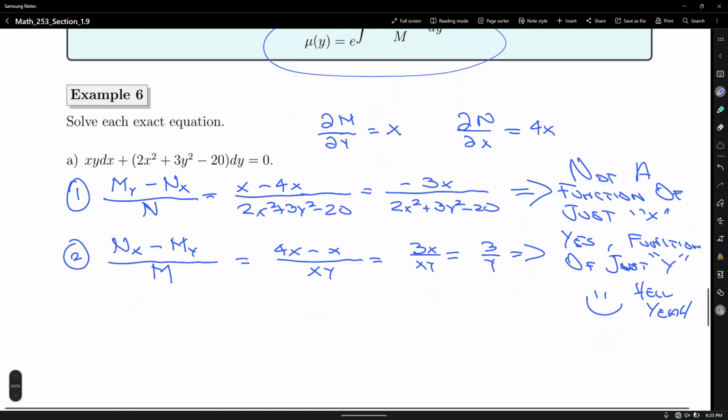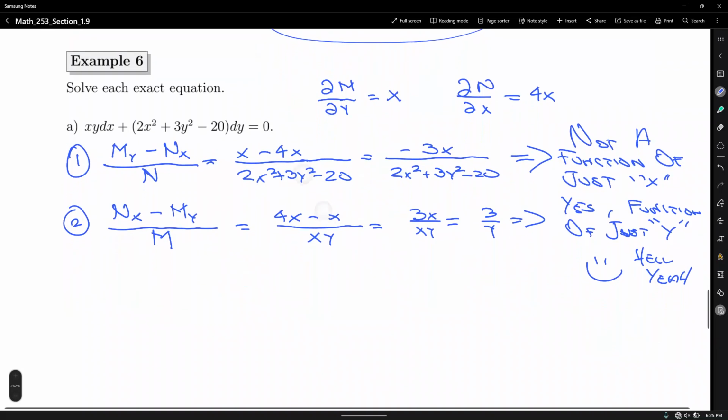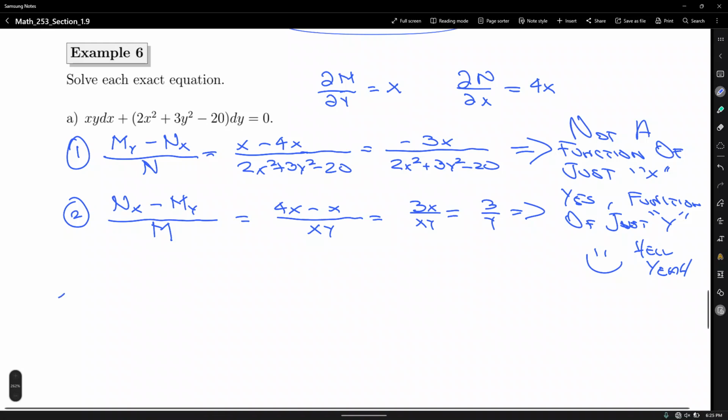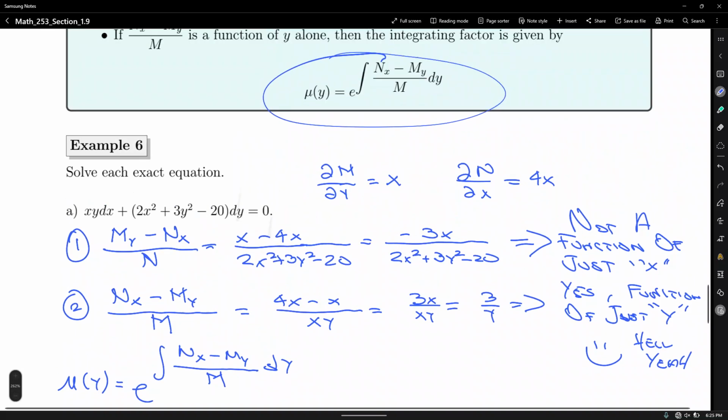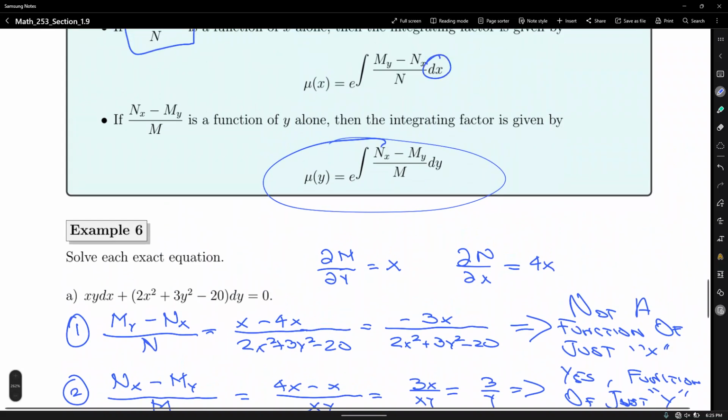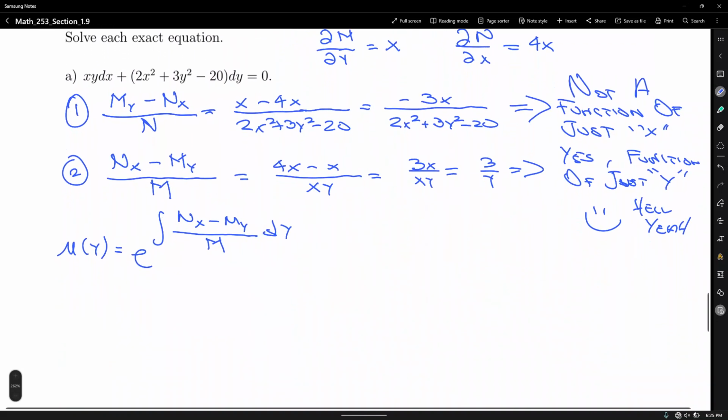All right. Let's find the integrating factor finally. So that is mu of y, which is equal to e to the integral of (n with respect to x minus m with respect to y) divided by m, dy. Okay, this one we integrated with respect to y. Unlike the other one, where we would have integrated with respect to x. So careful.